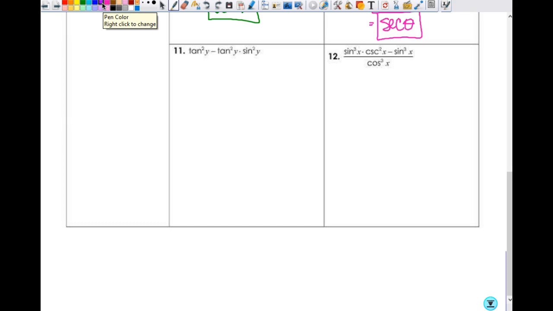On number 11, how many terms are there? There are two terms. There is one here and one there. Two terms, right? Your terms are separated by addition and subtraction. There are things multiplied together in that second term, but there's just two terms, right? So, before we start substituting anything, let's use some algebra skills here. Do those two terms have anything in common?